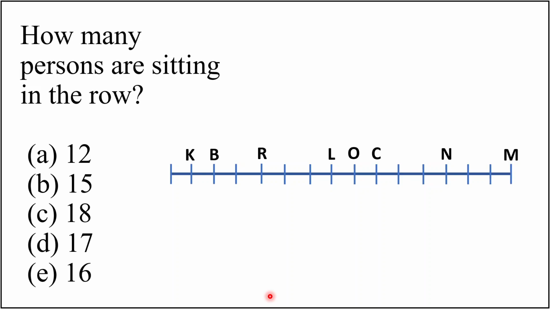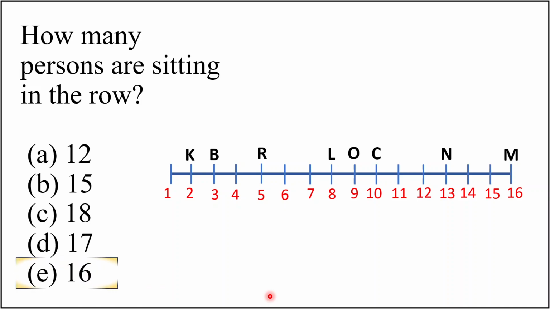So, this is the arrangement. Let's count how many people are sitting. There are 16 people sitting in a row. So our answer is option number E. Let's check. See, we got the correct answer. Let's move on to the next question.